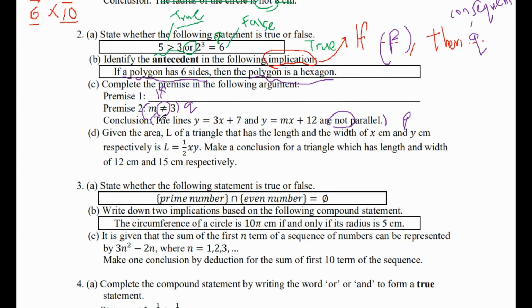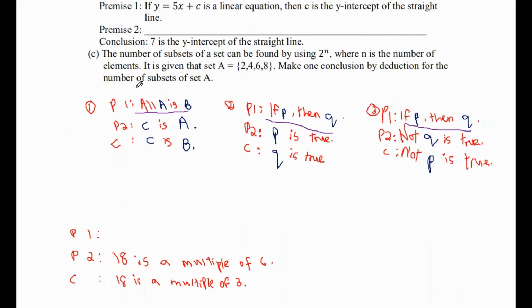So if the lines y equals to 3x plus 7 and y equals to mx plus 12 are parallel. Okay, this not has to be removed. You have to cancel this not. So if the lines y equals to 3x plus 7 and y equals to mx plus 12 are parallel, comma, then Q. Then m equals to 3. Okay, we cannot write not equal, I have to write equal. Equals to 3.